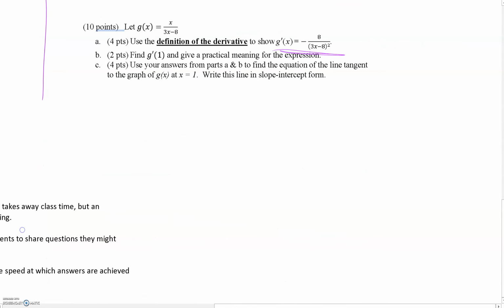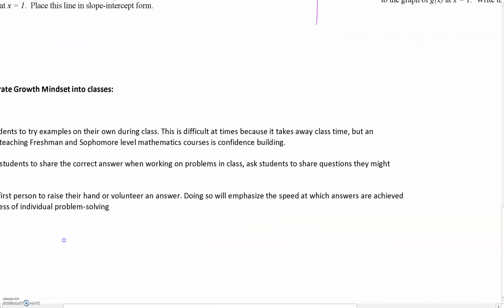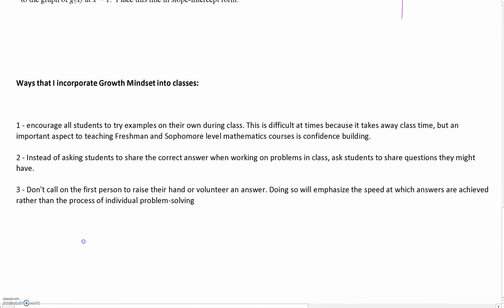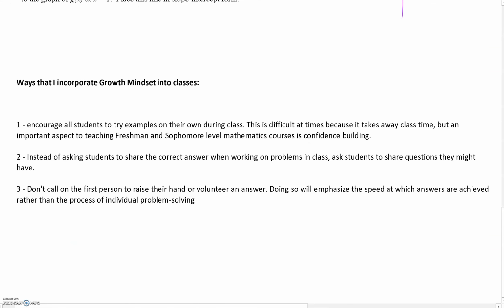Some additional JEDI principles that I've incorporated include growing the growth mindset within the classroom. I'm sure most of us have heard of the growth mindset ideas and principles. However, how do we actually incorporate those into the classroom is generally what I hear most. So I gave 3 examples of how I incorporate the growth mindset into classes.